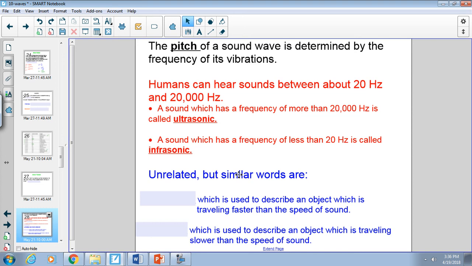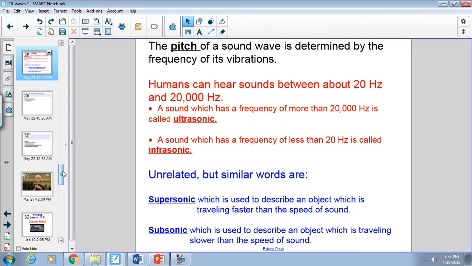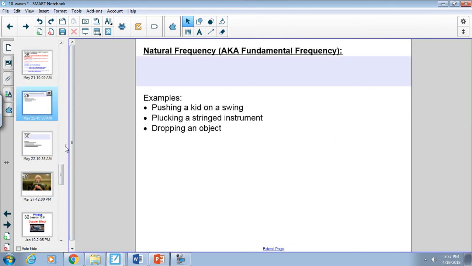Unrelated, but still very similar, is when something goes faster than the speed of sound, and we call that supersonic. And then there's subsonic, which is anything that is not going the speed of sound. Great. How fun was that? Anticlimactic, I know.